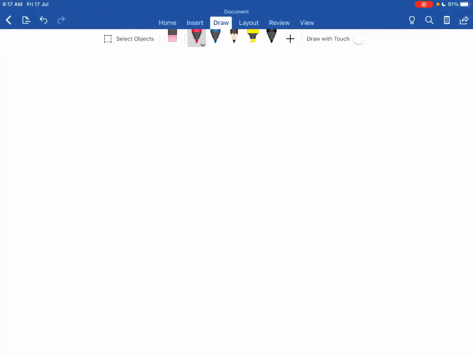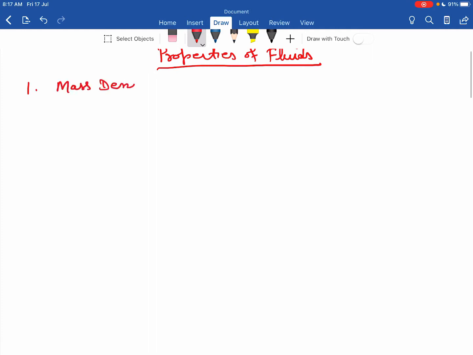So now we talk about properties of fluids. The first important property of fluid is mass density. Now mass density is defined as, the symbol is rho. It is defined as mass of fluid per unit volume.